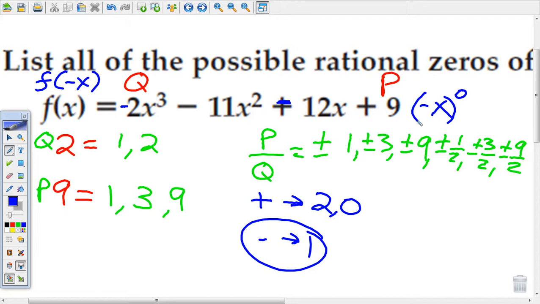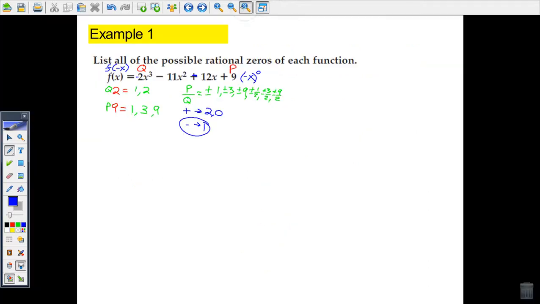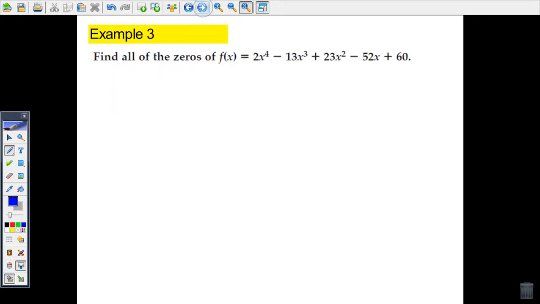Ready to try one now? Yeah. Stoked. We get 10 minutes, enough time to do one.